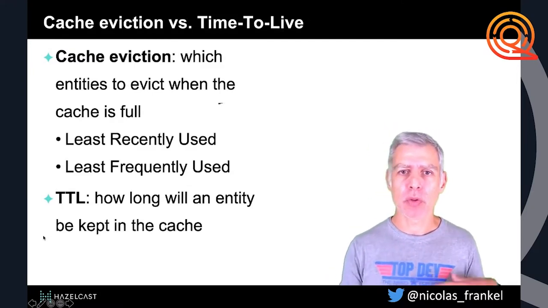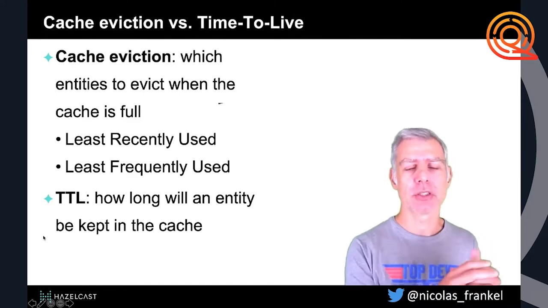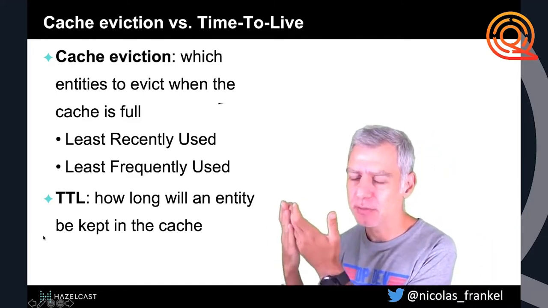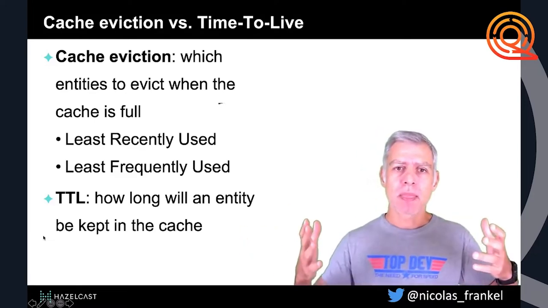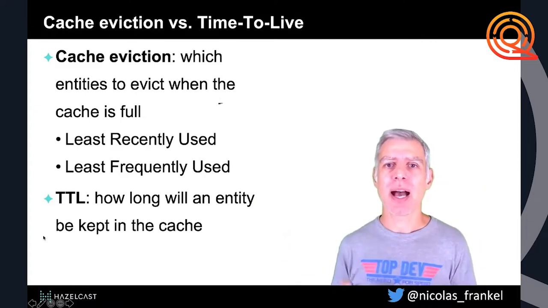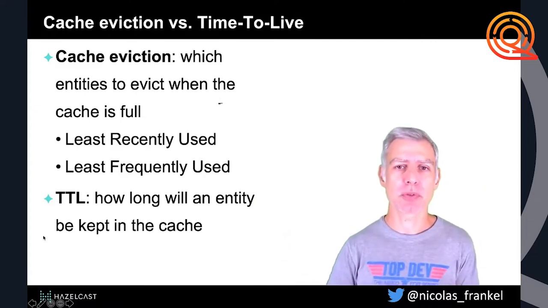So on one side you have cache eviction, and on the other side you've got cache invalidation. Those are two different things. In the end, you will remove items from the cache, but for two different reasons.